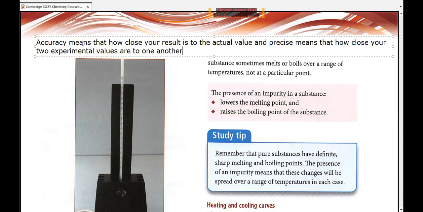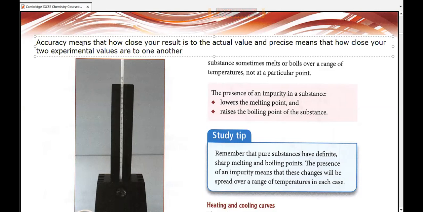Another student did it and got 99.8, better, much better. Another student's value actually came to 100, okay, that's the most accurate one. So the actual value is 100 and your result is whatever you have taken. So the closer your result is to the actual value, the more accurate you are.